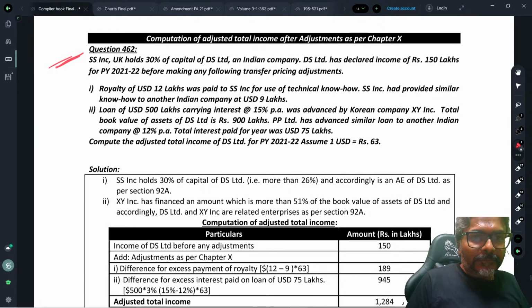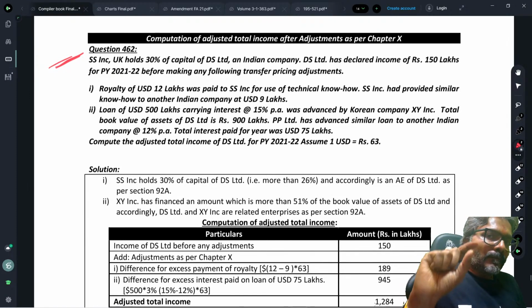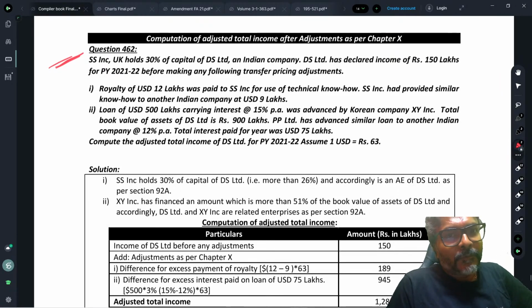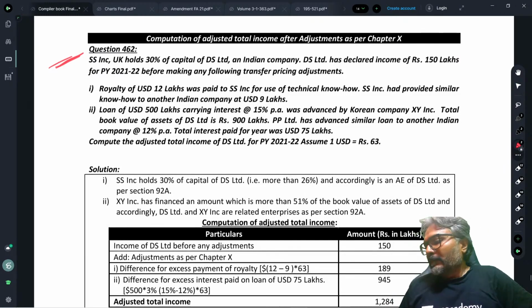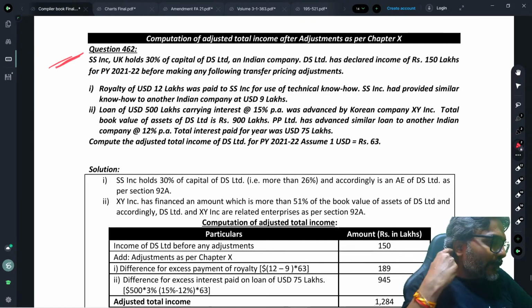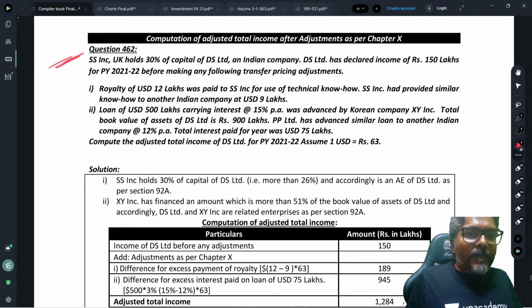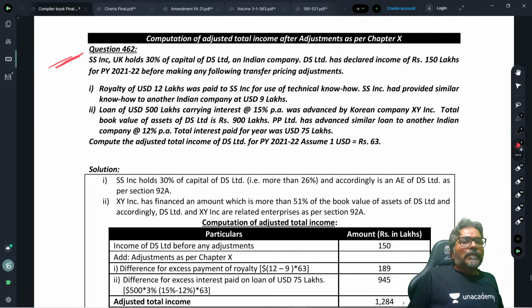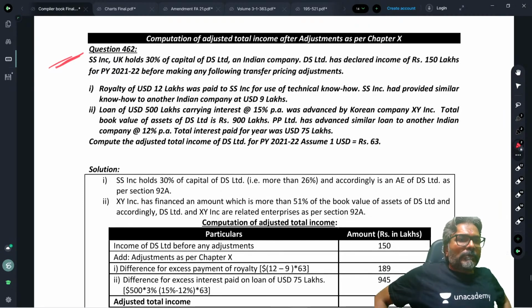Please have a look at question 462. SSINC.UK holds 30% of capital of DS. How much is the percentage that is required to become an AE? At what particular percentage, students, you become an AE? 26. Isn't it? So that is 26%.